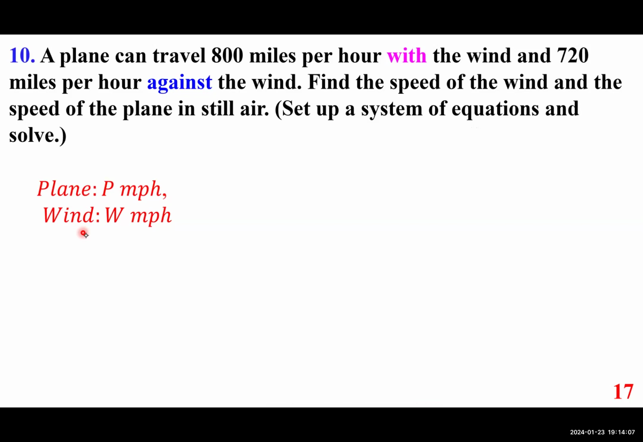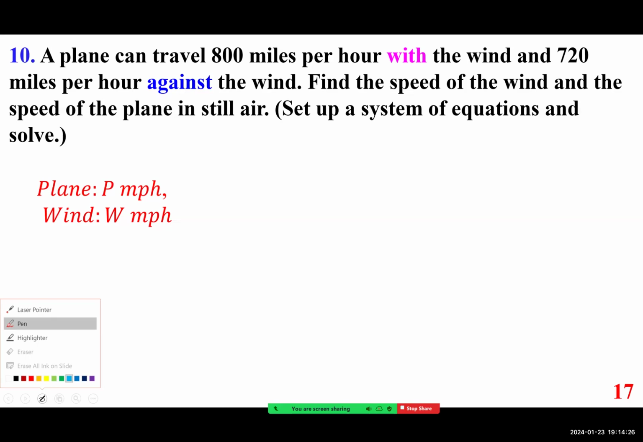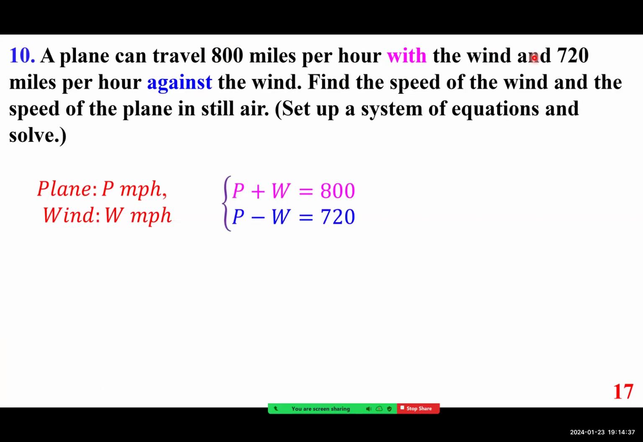And so when we go with the current or the wind in the same direction, the speed of the current or wind will help us, will be added to our speed. And if we are going against it, they will work against us. Therefore, for the with, p plus w. For the against, p minus w. So for the with, p plus w is 800, and against is 720. I hope everybody is comfortable with that. It should make perfect sense.